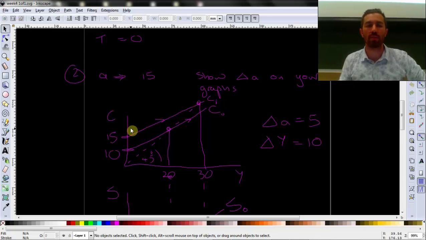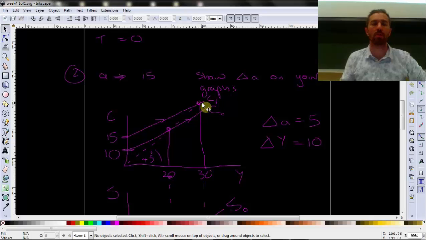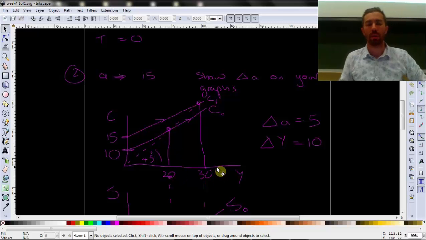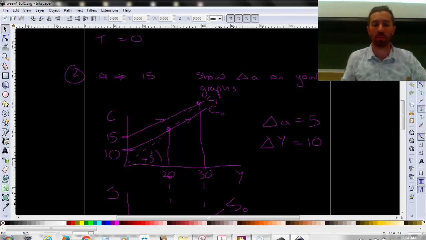We change the value of the intercept, we don't change the value of the slope of the curve, but by changing the value of the intercept, we change the value at which the consumption function and the 45-degree line intersect. In other words, the point where output and consumption are equal. So by changing autonomous consumption, we change the value of output that equals the value of consumption.